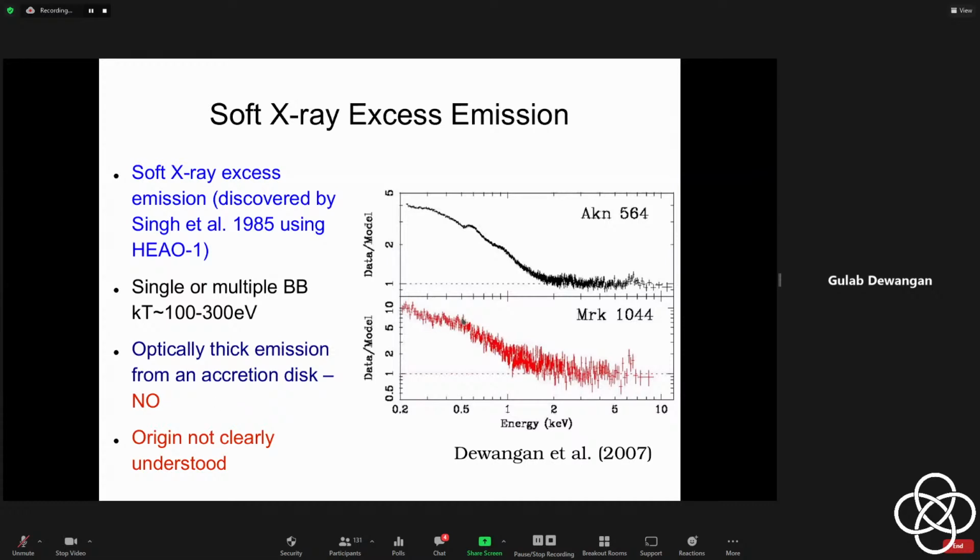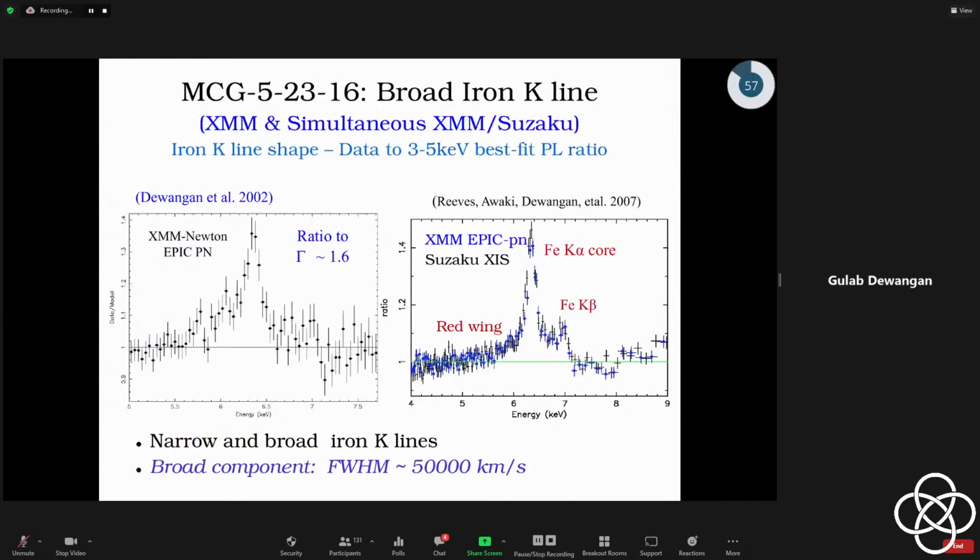So this origin has been a puzzle, but we have certain models which I'll not go into details. Another important component is the iron K-alpha line. So here are some of the examples of the iron K-alpha line profiles.